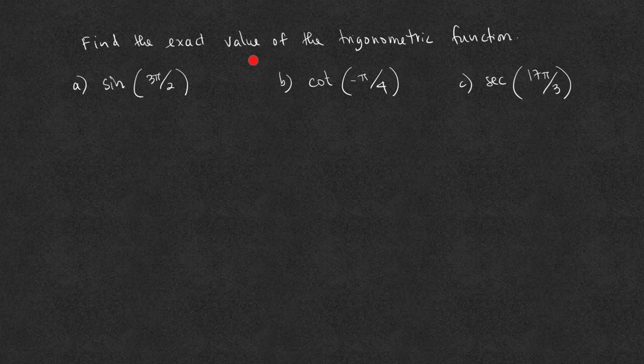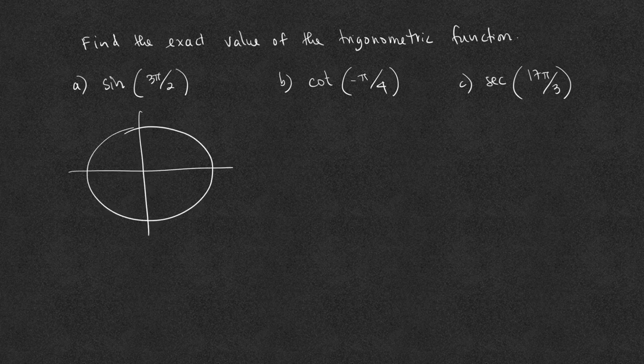Find the exact value of the trigonometric function sine of 3 pi over 2. Always draw a picture. Locate the angle 3 pi over 2. From the positive horizontal x-axis, this is a positive angle, so we would go counterclockwise, 3 pi over 2.